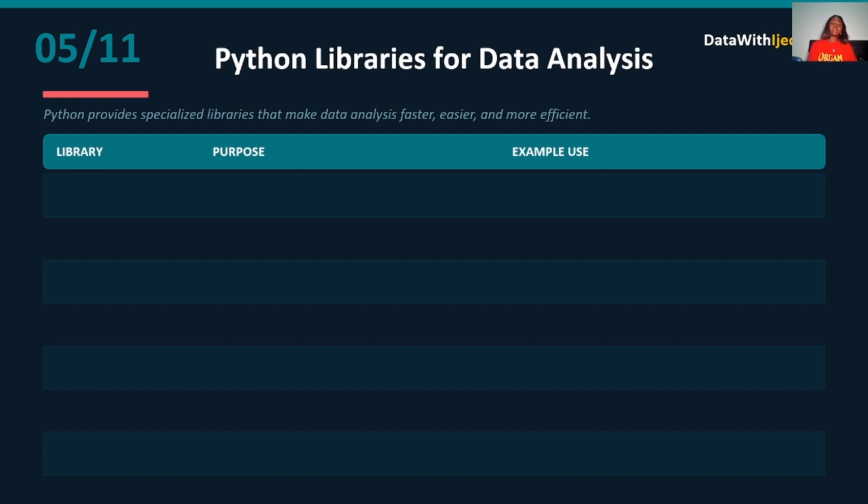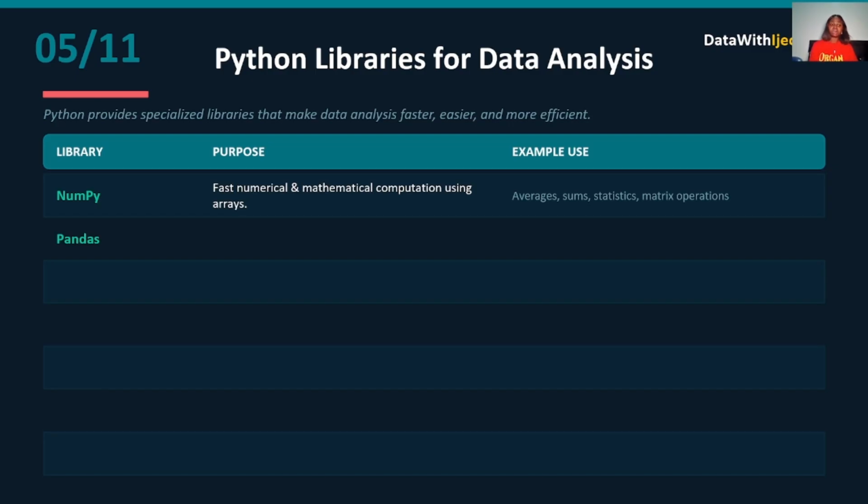We'll be looking at the libraries, the purpose and examples of where to use them. The first one is NumPy. NumPy is a Python library for fast numerical and mathematical computation using arrays. So an example is when you're looking at average, sum, statistics, and matrix operations, you must import NumPy.